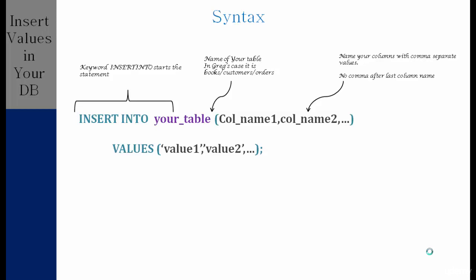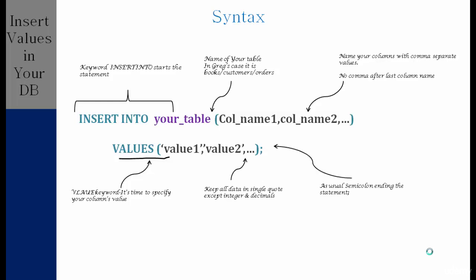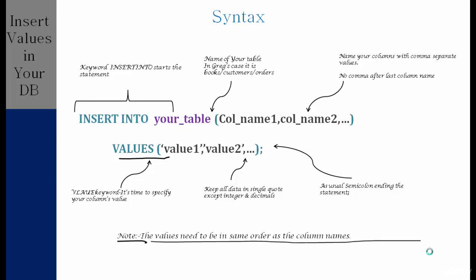Now it's time to assign values to these columns. For that, we have a keyword called values. So after the column names, we need to add the values keyword followed by values of all the above mentioned columns. And these values need to be put in single quotes, and as usual, the statement should be closed with a semicolon. Before we move forward, please note that the values should be in the same order as the names of the columns.